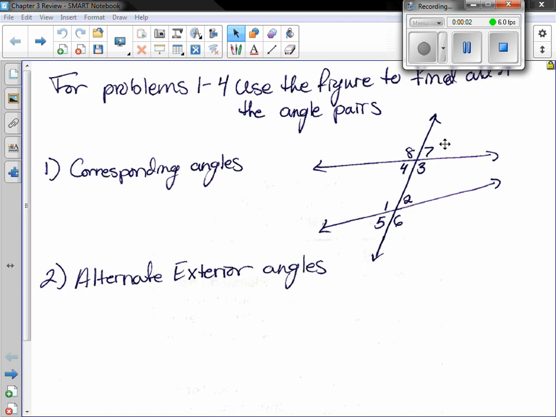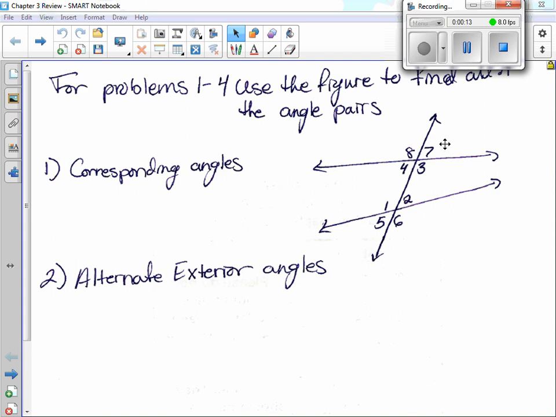All right, guys, so today we're going over the review sheet because your test over this chapter is tomorrow. Now, the first thing on the review sheet is our corresponding angles and alternate interior, alternate exterior, and consecutive angles.